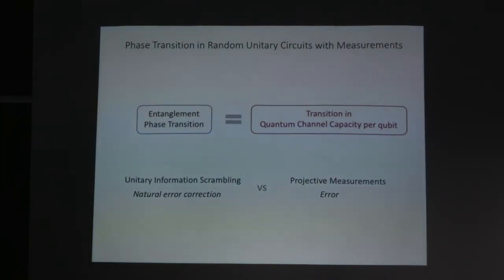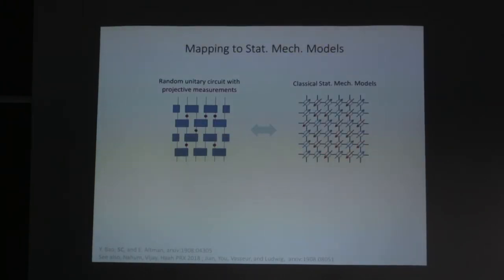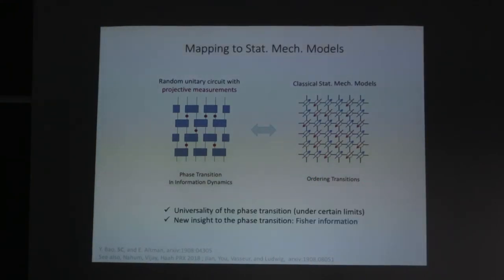I'll now describe the same phase transition using different language, using a classical statistical mechanics model. We'll map this 1 plus 1 dimensional quantum circuit into a 2 dimensional classical Ising model. This mapping has been done in the past for the unitary circuit, but we are generalizing the technique so that we can incorporate the projected measurement into it. We'll show that this phase transition can be understood qualitatively as an ordering transition in the spin model, so that we can try to understand the universality class of the phase transition under certain conditions. And by doing this exercise, we'll also learn different insights about how to measure or identify the phase transitions, so-called Fisher information.